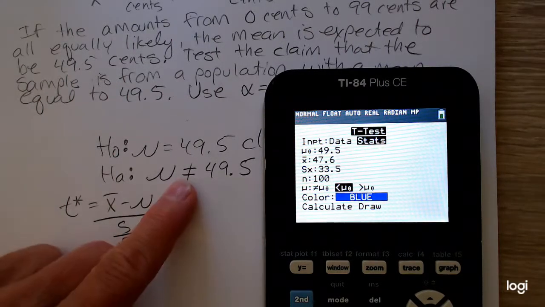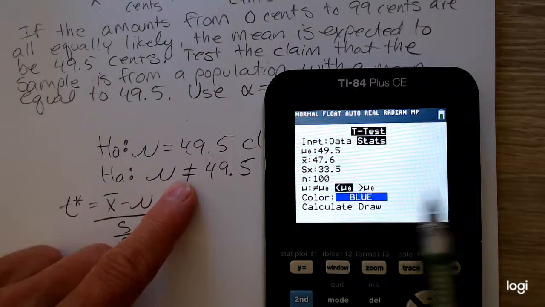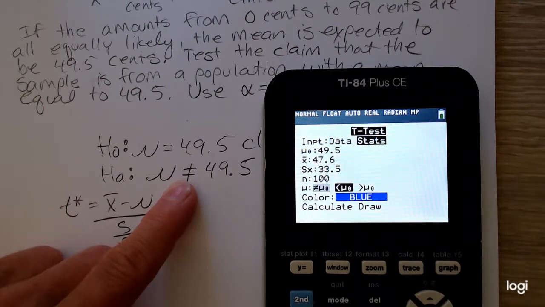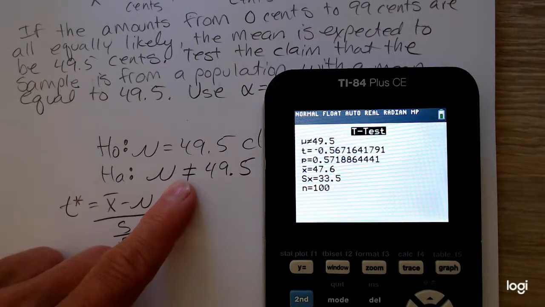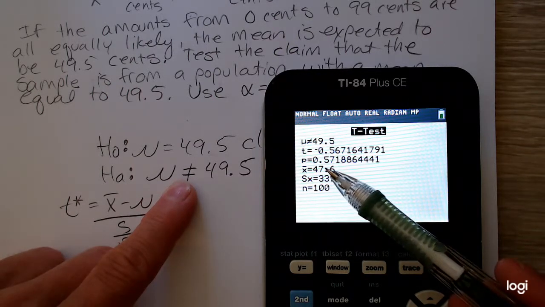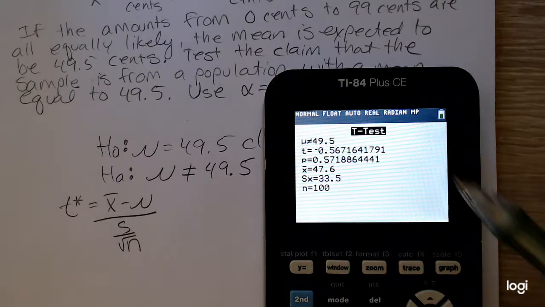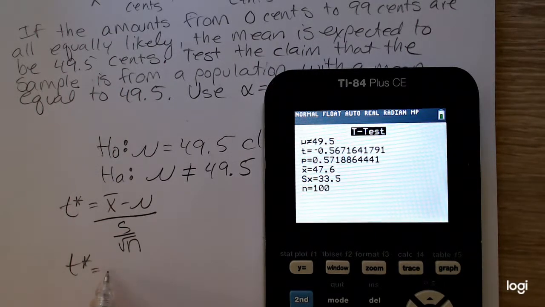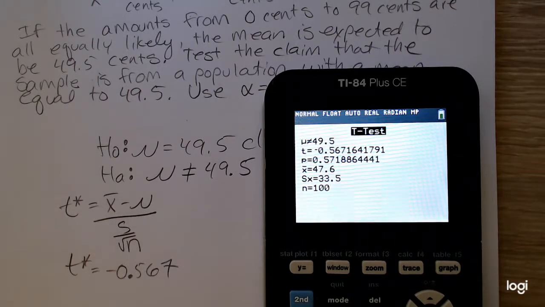This is a two-tailed test, so I need to change the direction of the alternative and then calculate. The corresponding p-value is 0.572, and that test statistic is negative 0.567, rounded to 3 decimal places.